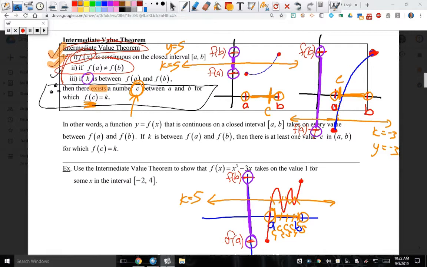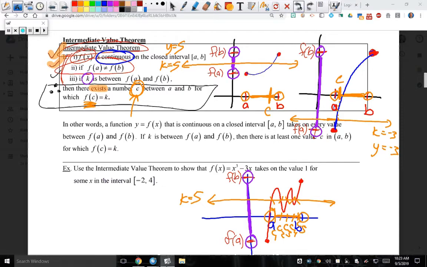Any questions on how this works? Would this work if this was discontinuous? Would it guarantee that there must be one, yes or no? No. Because I could have drawn something that looks like this. Straight, jump, done. I never crossed that K value. I never touched it. You with me? That's why rule 1 needs to be continuous.